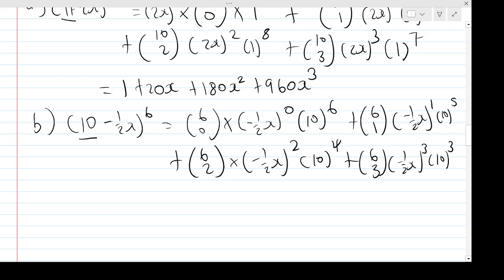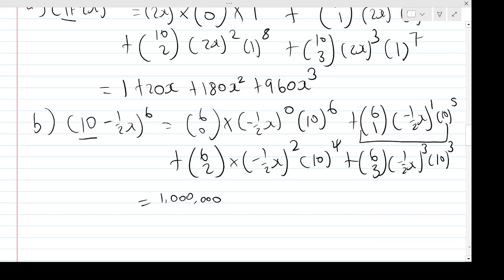So then we put all that in the calculator. First we do the first term. Well, 6 choose 0 is 1, minus a half x all to the power of 0 is just 1 as well, so overall 10 to the 6 is a very big number. How many zeros is that? 1, 2, 3, 4, 1 million, I believe. Let me count that again. Yes, okay, 1 million.